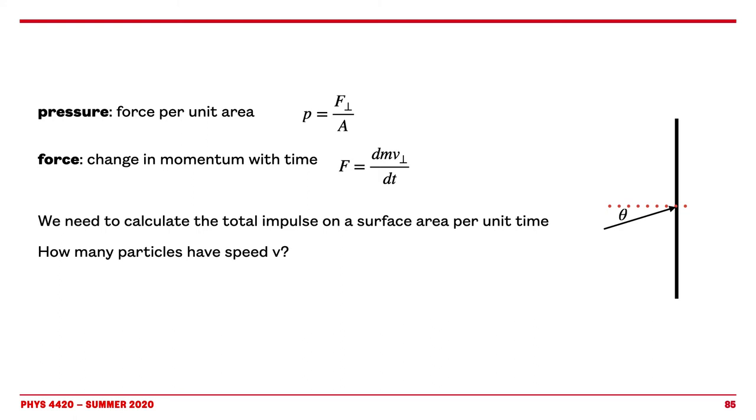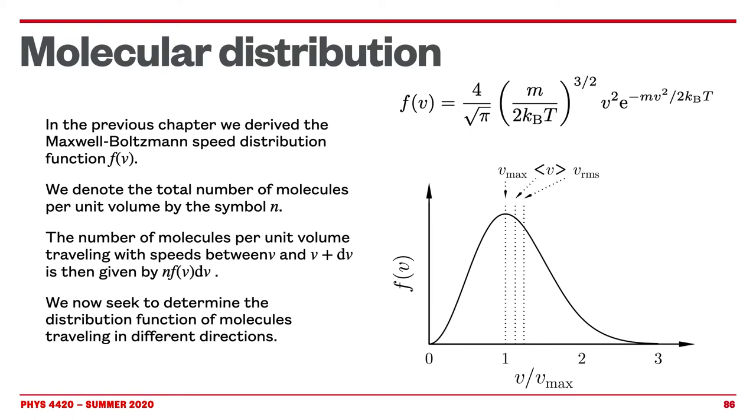And if we do that, we'll get an idea of what the pressure is. Good. The first thing we need to remember, of course, is the distribution of velocity. And this slide is essentially a reminder of the screencast on the Maxwell-Boltzmann equation. So the Maxwell-Boltzmann equation is repeated there at the top of this screen, and we'll call it f of v.